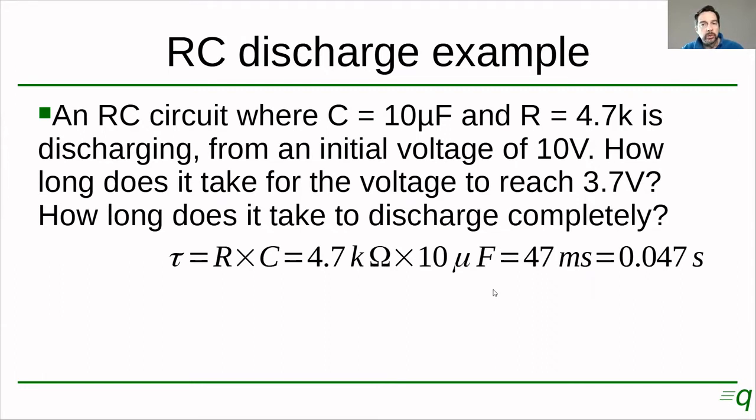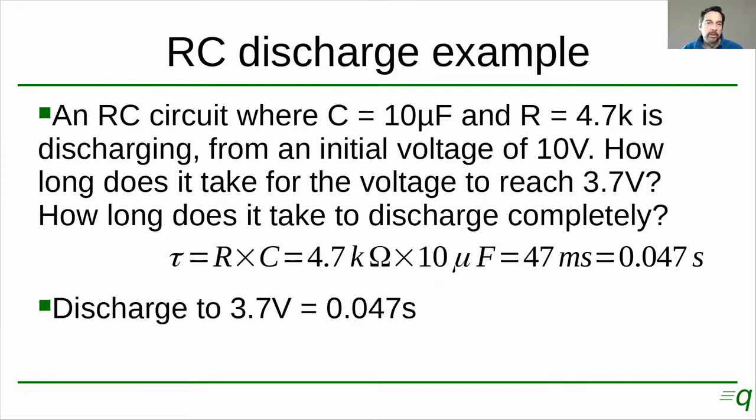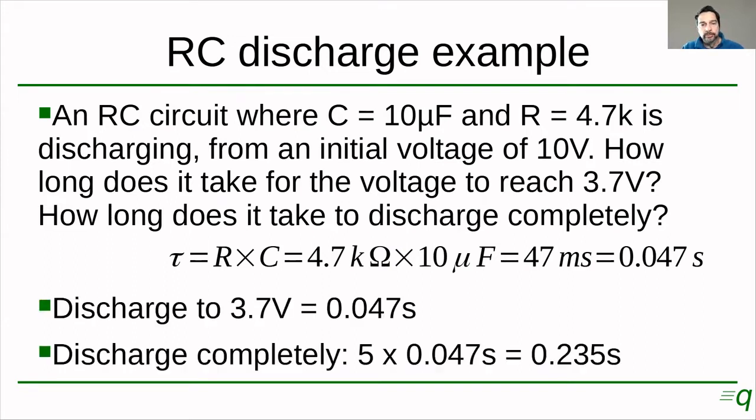So how long does it take to discharge completely? Well, on the previous slide, we also saw that we can consider it completely discharged after 5 time constants, or after 5 taus. In our case, our tau is 0.047, so the time it will take to discharge completely is about 0.235 seconds. All right.